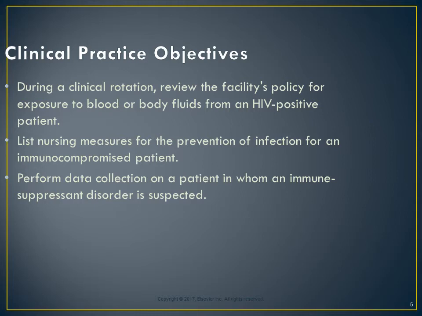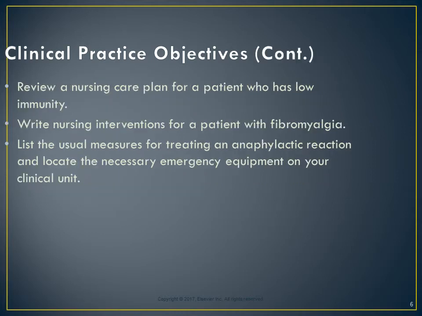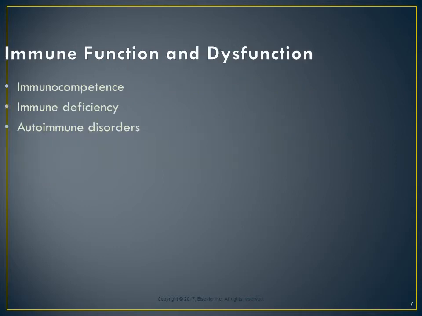In terms of clinical practice, we want to make sure that during clinical rotation, you can review the facility's policy for exposure to blood or body fluids from an HIV-positive patient, list nursing measures for the prevention of infection for an immunocompromised patient, perform data collection on a patient in whom an immune suppressant disorder is suspected. Also, we want to be able to review a nursing care plan for a patient who has low immunity, write nursing interventions for a patient with fibromyalgia, list the usual measures for treating an anaphylactic reaction, and locate the necessary emergency equipment on your clinical unit.